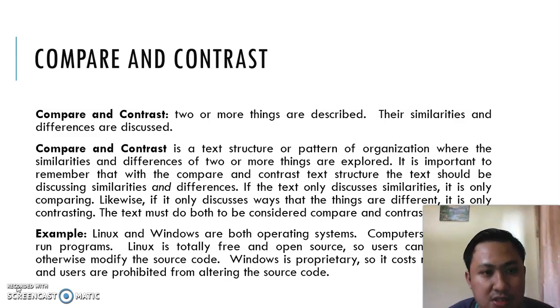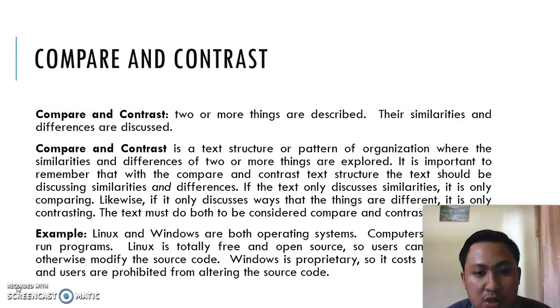Compare and contrast. In compare and contrast, two or more things are described. Their similarities and differences are discussed. Compare and contrast is a text structure or pattern of organization where the similarities and differences of two or more things are explored. It is important to remember that with the compare and contrast text structure, the text should be discussing similarities and differences. If the text only discusses similarities, it is only comparing.